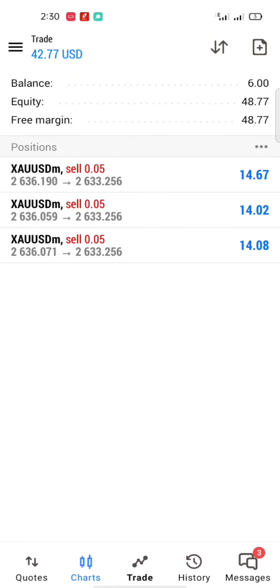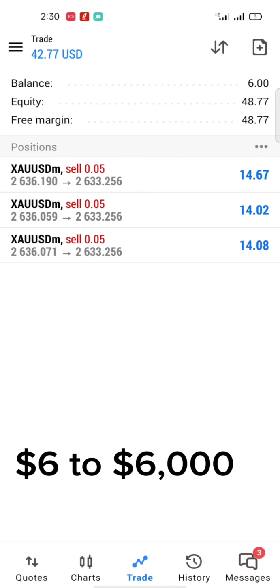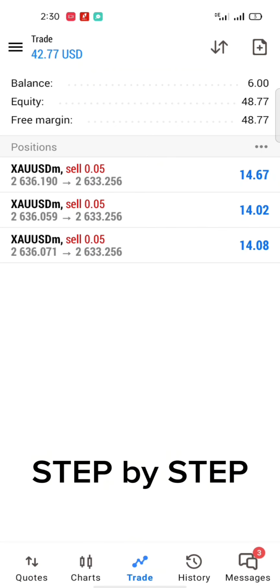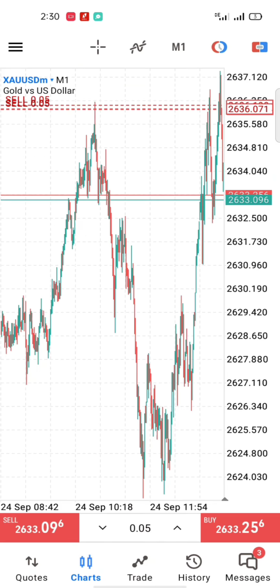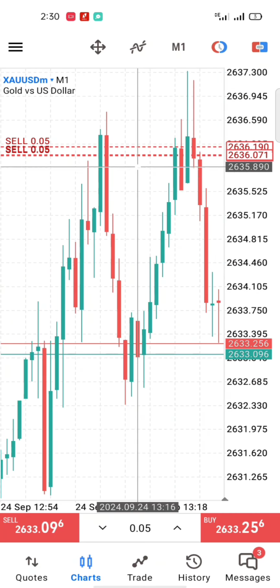In this video today, I'll be flipping an account from $6 to $6,000 step by step, and I'll show you how I do it. I'll take the account to a mighty height. This is a sniper entry we took from this very point. We took a sniper entry from this initial zone, and it is selling down massively from that point.